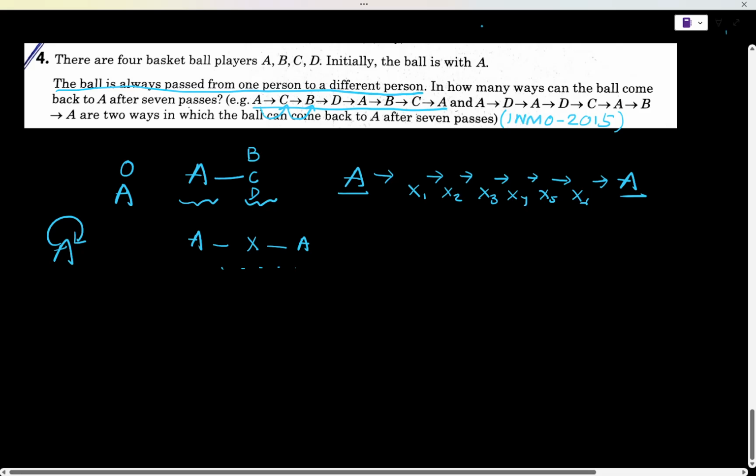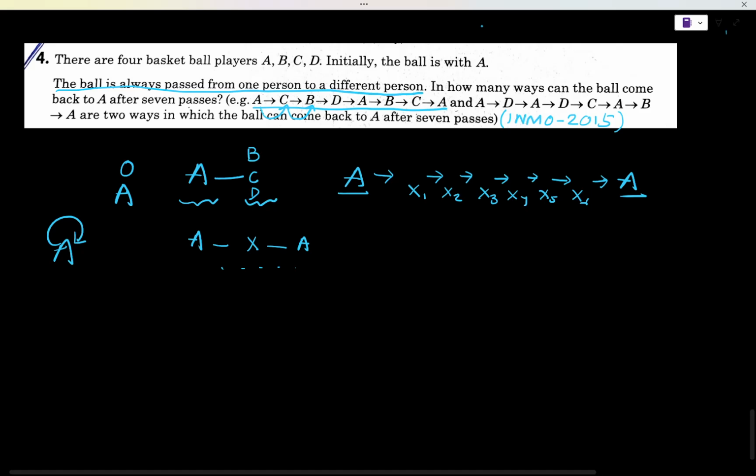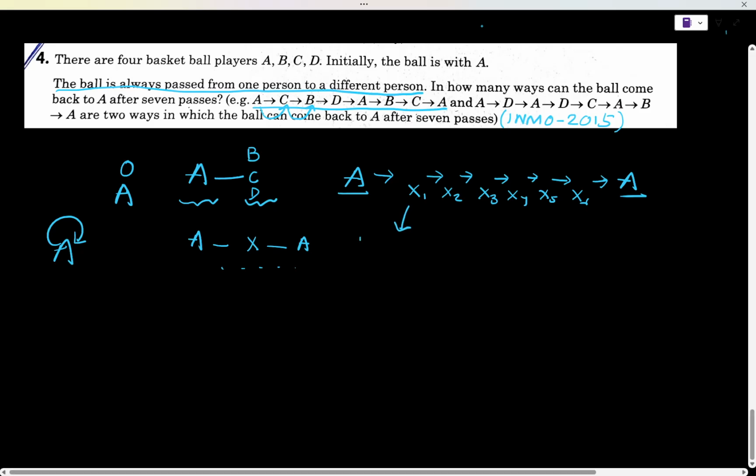Now, if we observe carefully, this X1 can never be A. That has been clearly mentioned in the problem, that a pass has to go to a different person. So this X1 cannot be A. It can be B, C, or D. Similarly, since at last it has to go back to A, it cannot go from A to A. So X6 also cannot be A. So it can be B, C, or D.